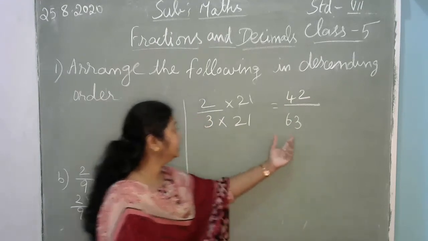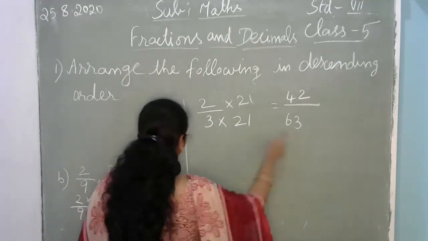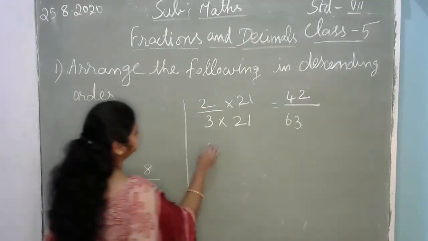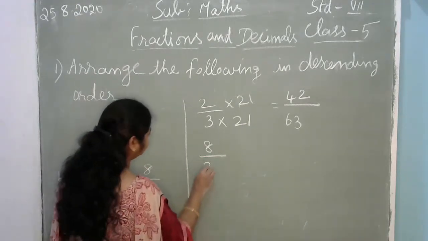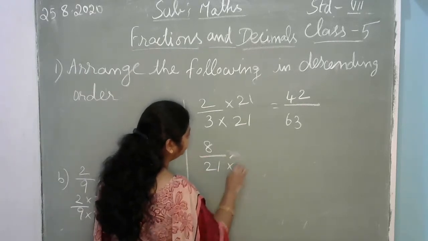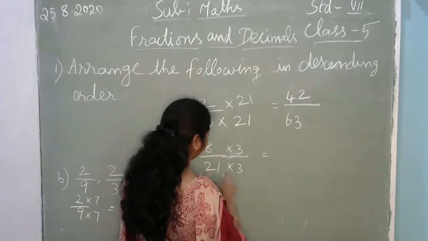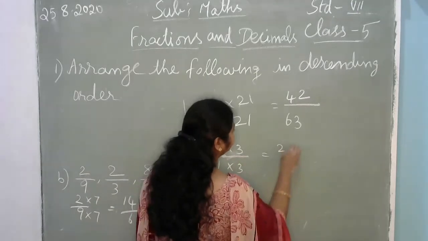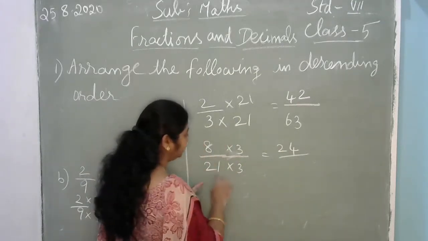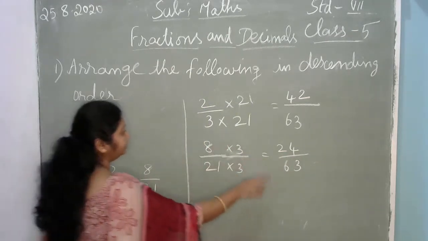The denominators are similar, so take the denominator: here also 63 and this one also 63. And the next one you have to change. With the 21, if you multiply with the 3, you will get the denominator 63. 8 3s are how much? 24. And 21 into 3 is 63. See, check all the denominators.